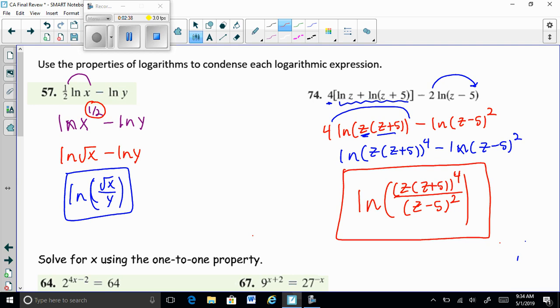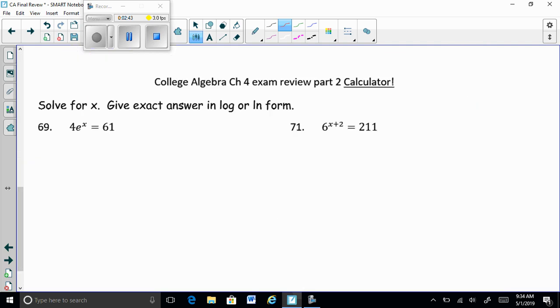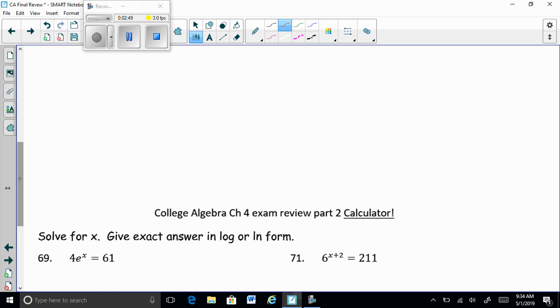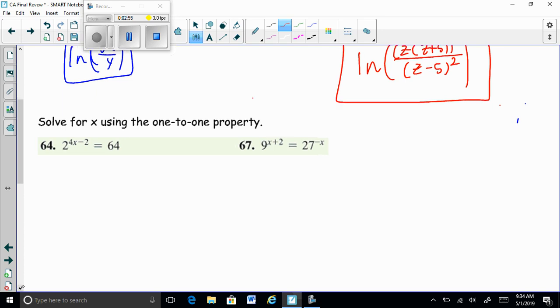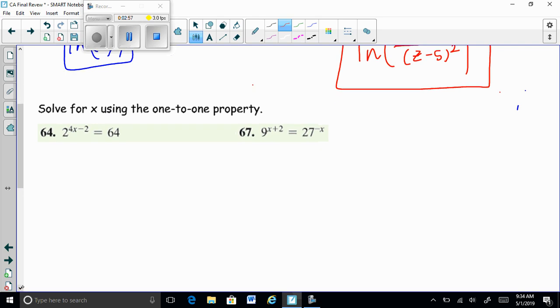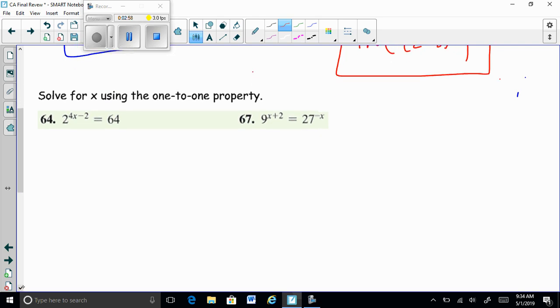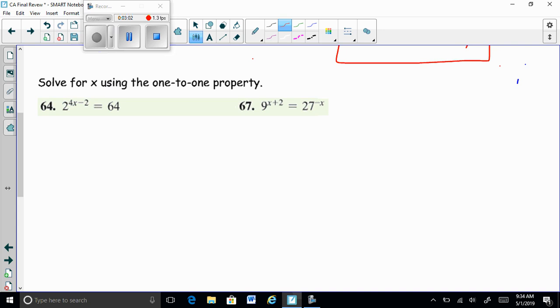Okay, so this next part we are actually solving. We're going to solve these by using the one-to-one property. And so the one-to-one property is basically you need to get the same bases. And if you have common bases, then you can just set the exponents equal to each other.